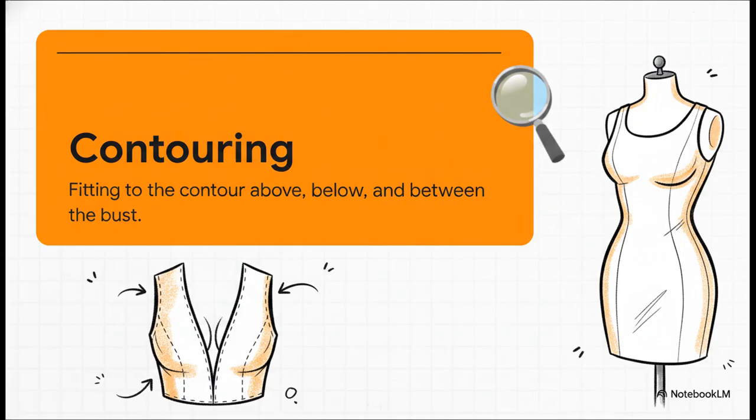Conversely, our third principle is contouring. So if fullness is all about adding volume, contouring is about eliminating gaping ease. Think about a plunging neckline or a really deep armhole cutout. Without contouring, the fabric would just sag ungracefully. By fitting the pattern tightly to the hollows of the model's figure, like above, below, or between the bust, we absorb that loose fabric into the style lines, ensuring the garment sits perfectly flush against the skin.